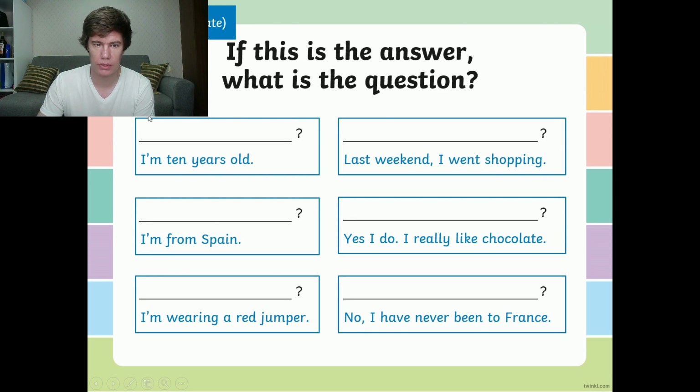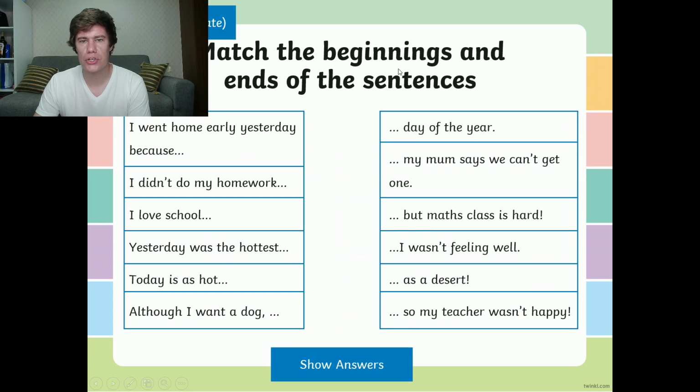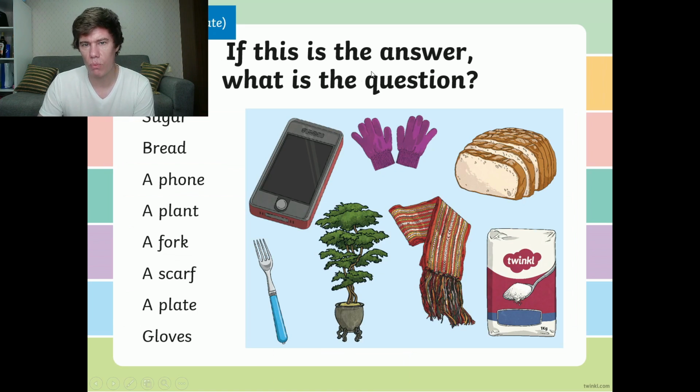If this is the answer, what is the question? I'm 10 years old. How old are you? Last week I went shopping. What did you do last weekend? Match the beginnings and the ends of the sentences. I went home early yesterday because I wasn't feeling well. As a dessert, if this is the answer, what is the question? Sugar. What do you put in your coffee?